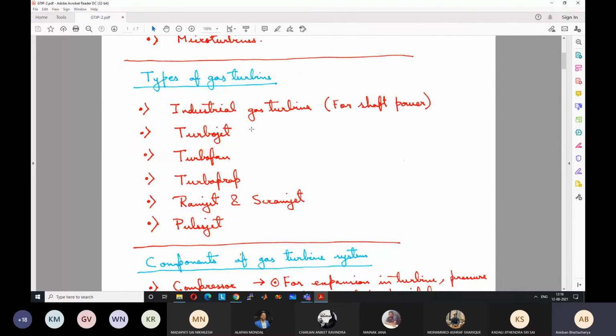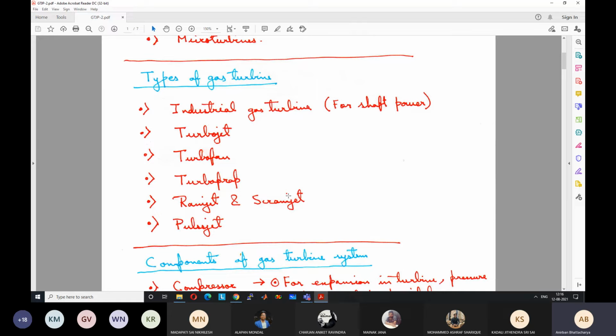Then types of gas turbines: industrial gas turbines, which are used for generating shaft power. Yes, please switch off your mic. Industrial gas turbines, which are used for generating shaft power, so they basically run a generator to generate electrical power. Then turbojets, turbofans, turboprops. Okay.